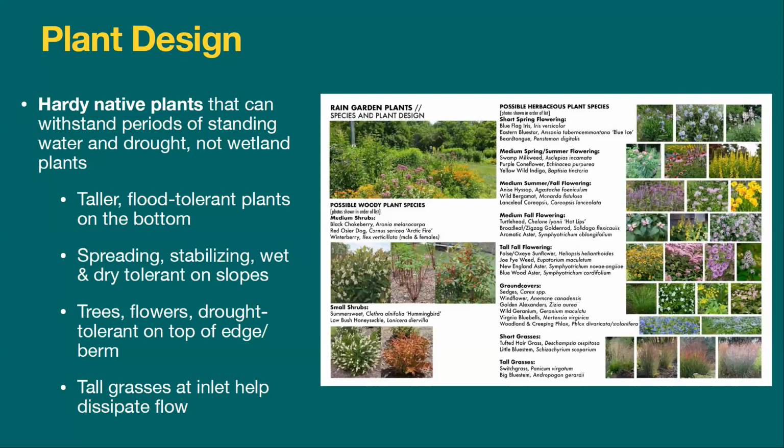You might want taller, more flood tolerant plants on the bottom, more spreading, stabilizing, woody shrubs on the slopes to help stabilize and prevent erosion. They can do both wet and dry because they'll be flooded and they might also dry out. And then trees, maybe more on the top edge of the berm. Grasses or something with a lot of thick biomass at the inlet can help to dissipate flow.